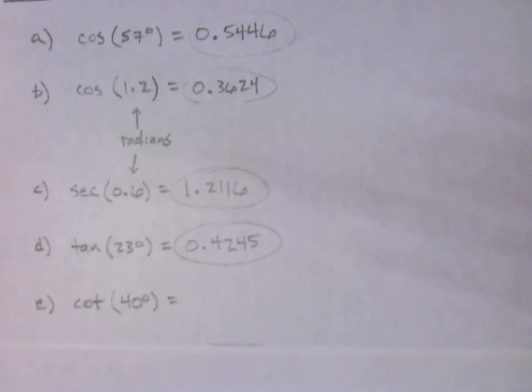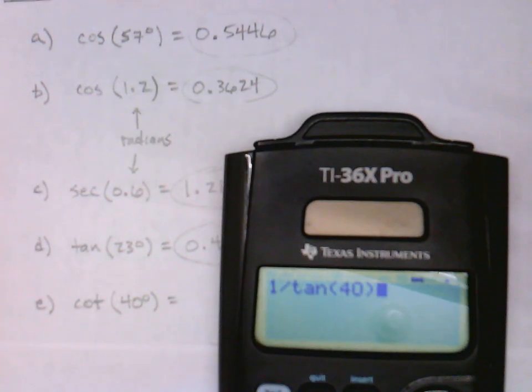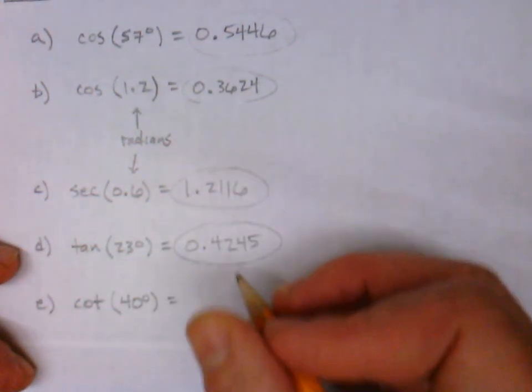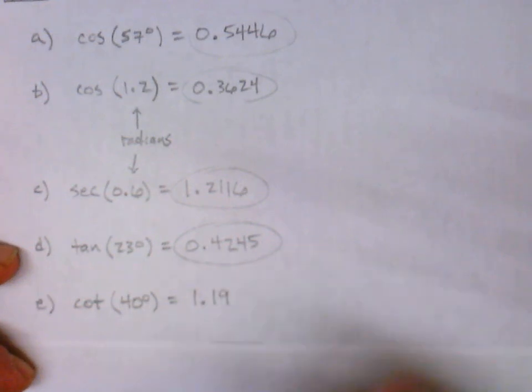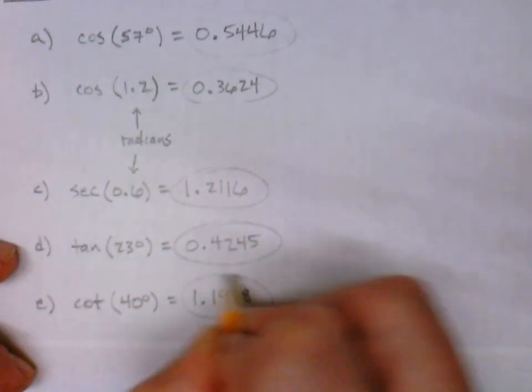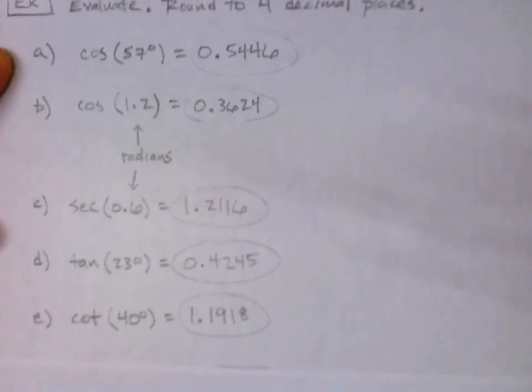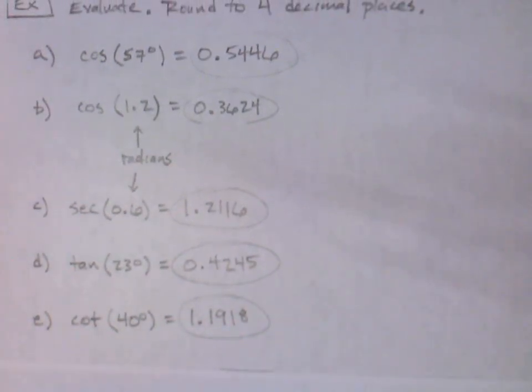Last one, cotangent 40. Okay, I don't have a cotangent button, so I'm going to put in 1 divided by tangent 40. That means the same thing. There's my answer. Yeah, I'm in degree mode, 1.1918. Each of these, although they're these kind of strange decimals, would be the ratios of the corresponding sides depending on which trig ratio we're looking at. We don't see the triangle, but those ratios would play out just the same. And okay, so far so good.